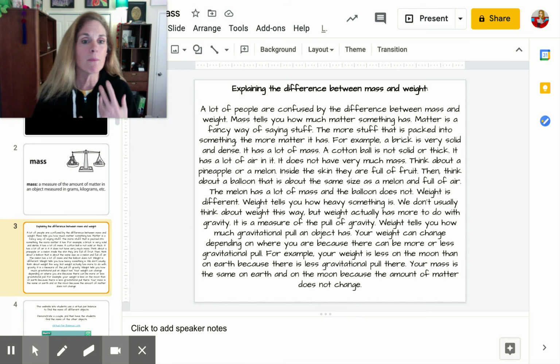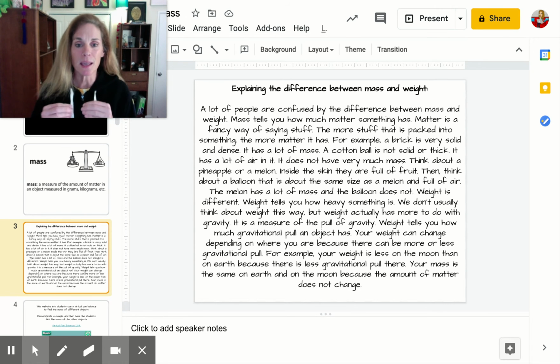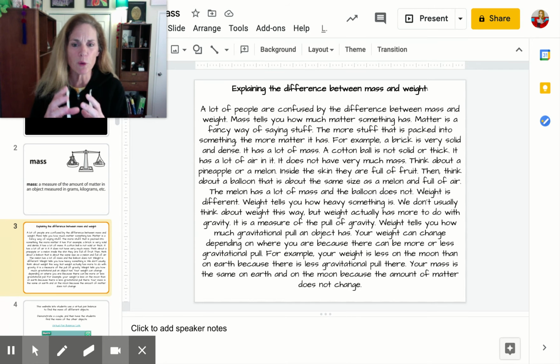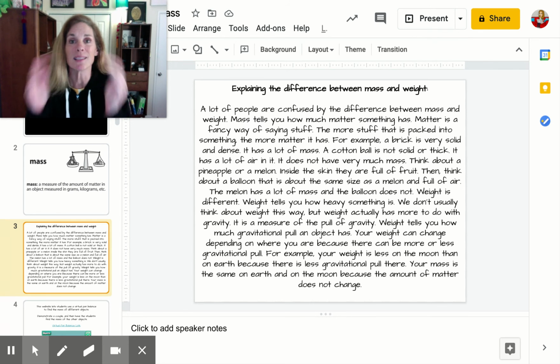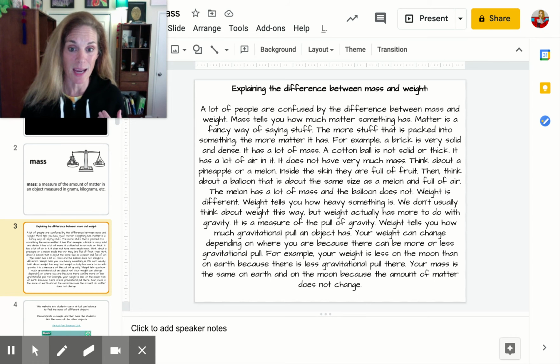So think about a melon or a pineapple. Inside the skin, they're really full of fruit. But then think about a balloon. It's about the same size as a pineapple or a melon, but it doesn't have anything on the inside.